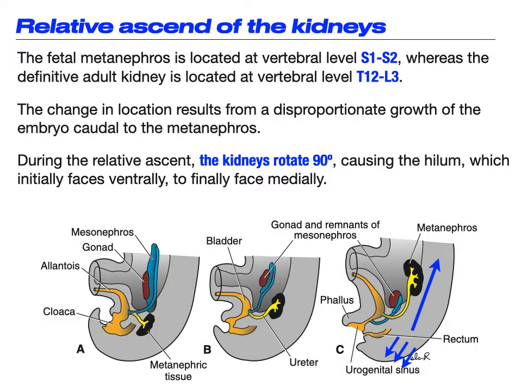As the permanent kidneys develop, they move up from the pelvis to assume their adult position. So they start at the level of S1, S2, and they reach their final position between the levels of T12 and L3. Also during this ascent, the kidneys rotate 90 degrees, so the hilum of the kidneys ends up facing the aorta.